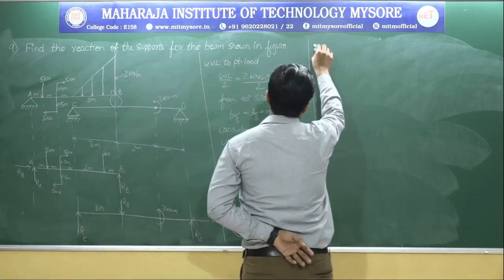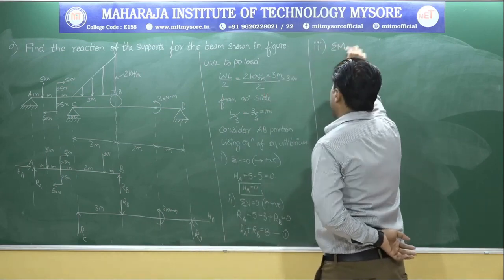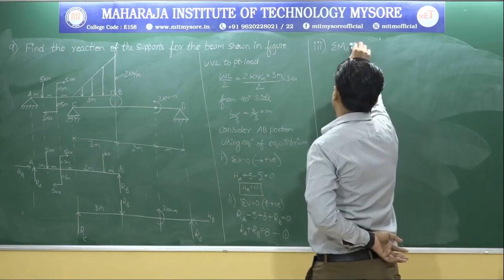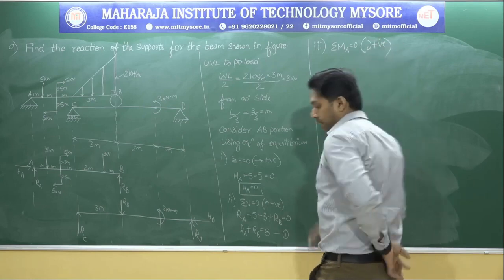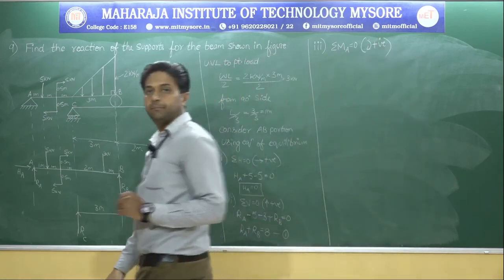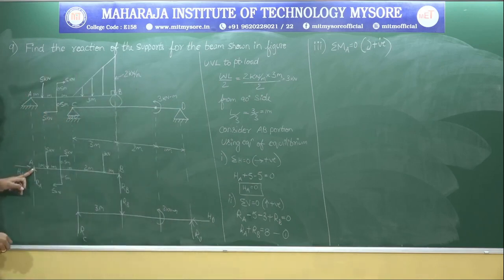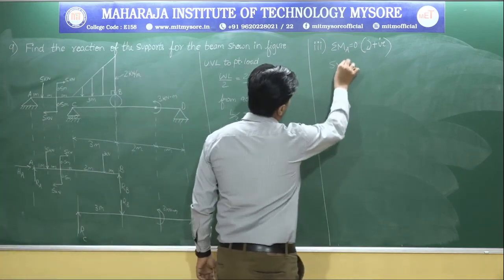Now I need to take moment about a certain point. Sigma M, about which point shall we take? I will be taking about A point only because it has more number of unknowns. Clockwise direction positive. Observe here. If I take moment about this point, this 5 kilonewton force needs to go and touch it in clockwise direction. So 5 into 1.